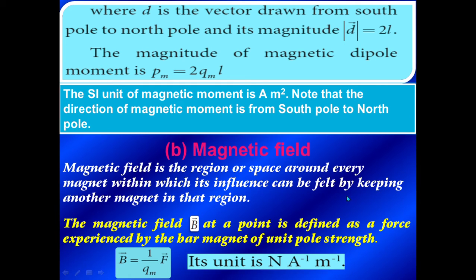Once again, repeat the magnetic field definition: force experienced by the bar magnet of unit pole strength. The magnetic field B vector at a point is defined as the force experienced by the bar magnet of unit pole strength. The formula for the magnetic field B vector is equal to 1 by Qm into F vector. This formula is very useful for your problem questions. Its unit is Newton per ampere per meter.